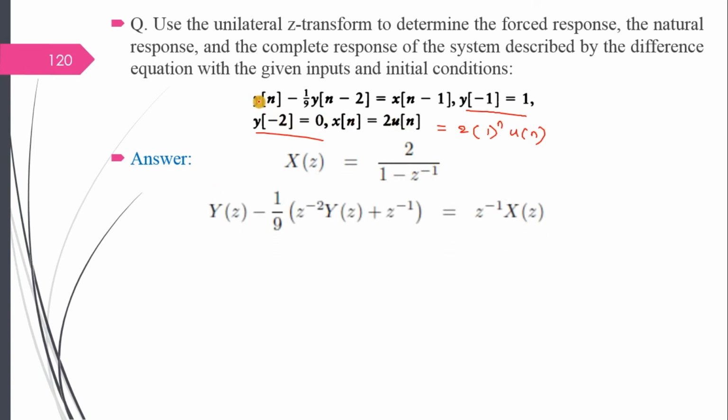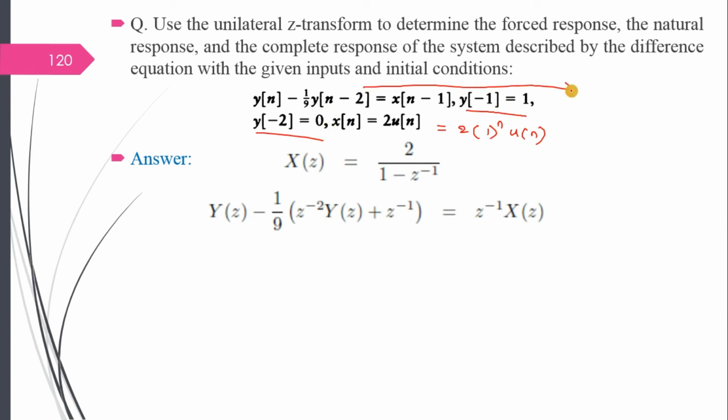Next, the difference equation. In place of y of n, I write Y of z by taking its ZT. Minus 1 by 9 times y of n minus 2 can be written with y of minus 2, which is 0, so I don't write it. Then y of minus 1 times z raised to minus 1; y of minus 1 is given as 1, so that is z raised to minus 1. Then z raised to minus 2 Y of z. So directly I have written here.